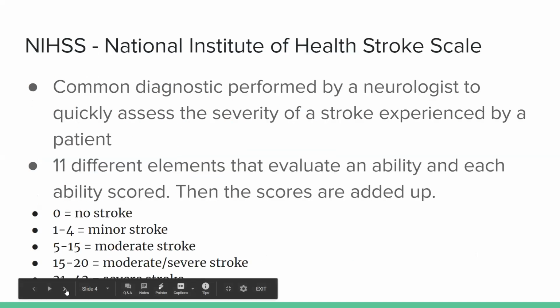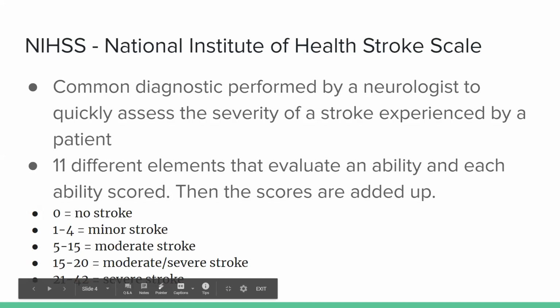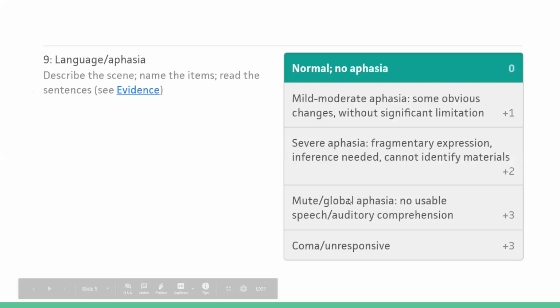Okay, so next we will go over the NIHSS, or the National Institute of Health Stroke Scale. The NIH Stroke Scale is a common diagnostic performed by a neurologist to quickly assess the severity of a stroke experienced by a patient. So essentially, the neurologist is seeing how many signs and symptoms of stroke a patient has. The more signs and symptoms, the higher the score, and the more widespread and/or severe the damage is to the brain. So here is an example of how the speech ability is scored by the NIH stroke scale.